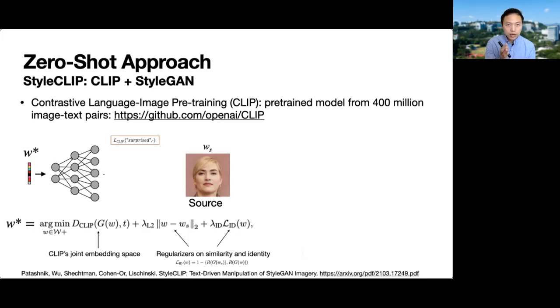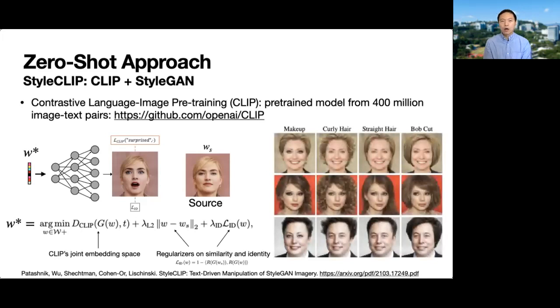The second one is that they don't want to change the image content too much, so they want the latent code to still be similar. The third regularizer is on the identity, so they want to keep the identity of the person the same. After the optimization, they have a latent code W star, and then you can synthesize the image that satisfies the conditions. With this kind of iterative optimization, they can generate all kinds of very interesting images, such as makeup, curly hair, straight hair, bob cut for any given input image.